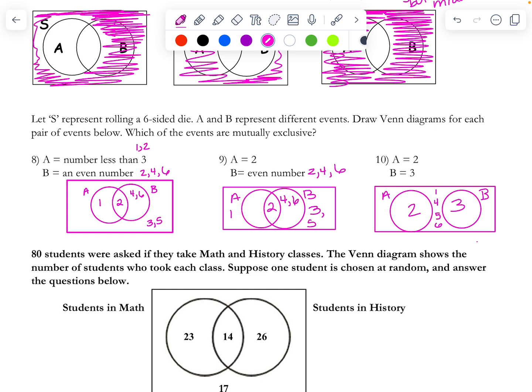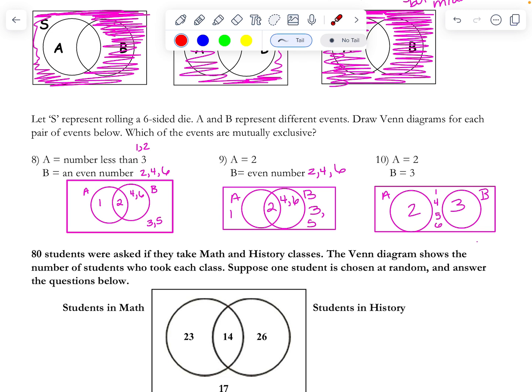Now, we're going to have problems, and it says 80 students were asked if they take math and history classes. The Venn diagram shows the number of students who took each class. Suppose one student is chosen at random, and answer the following questions. So, we want to think about how many students took math. So here are our students in math right here. So this is our Venn diagram for math. This is our Venn diagram for history.